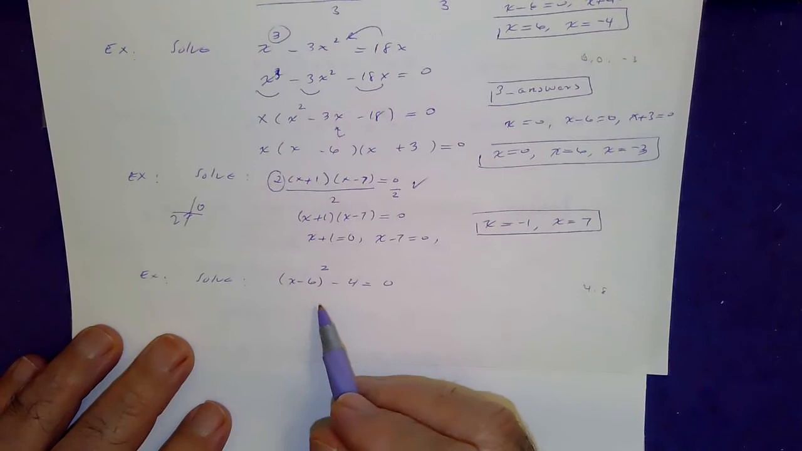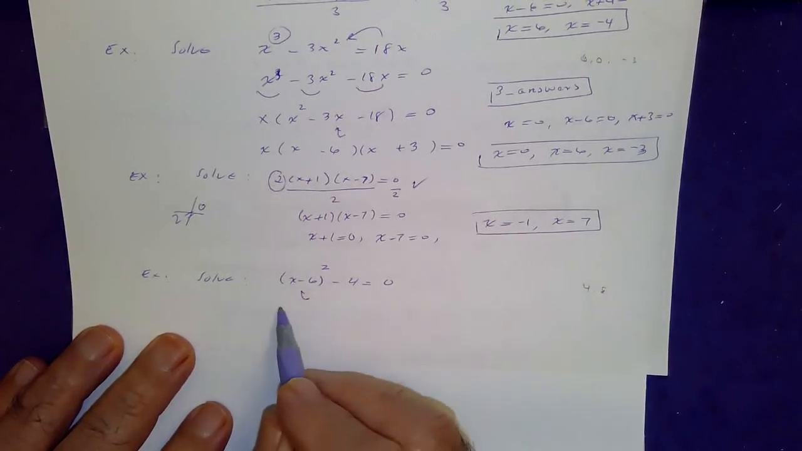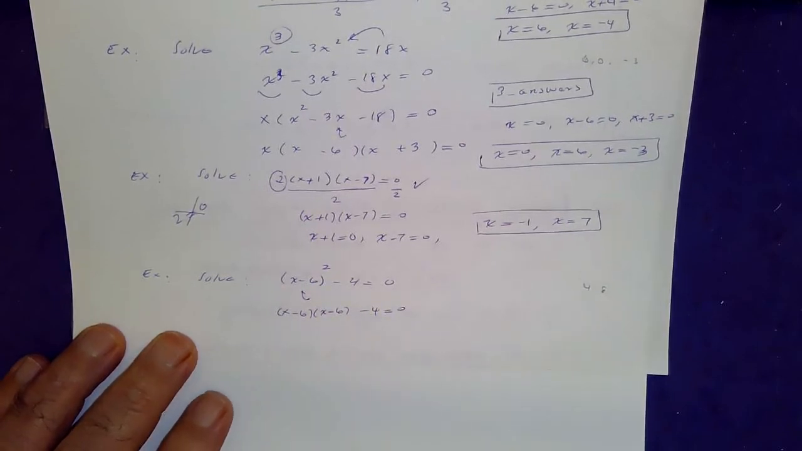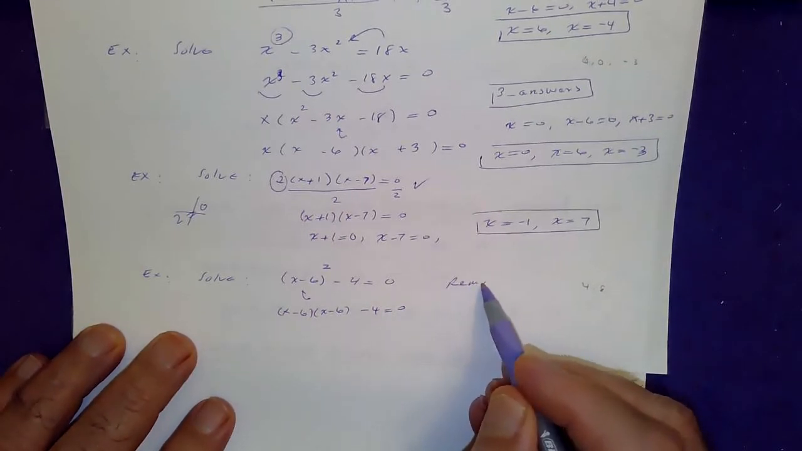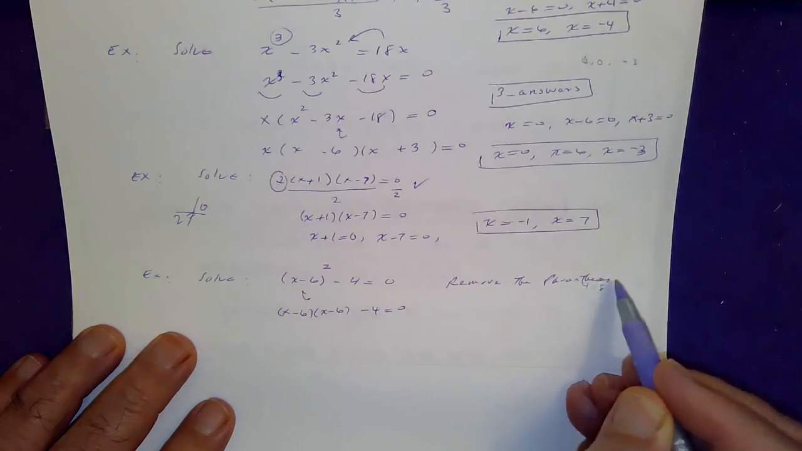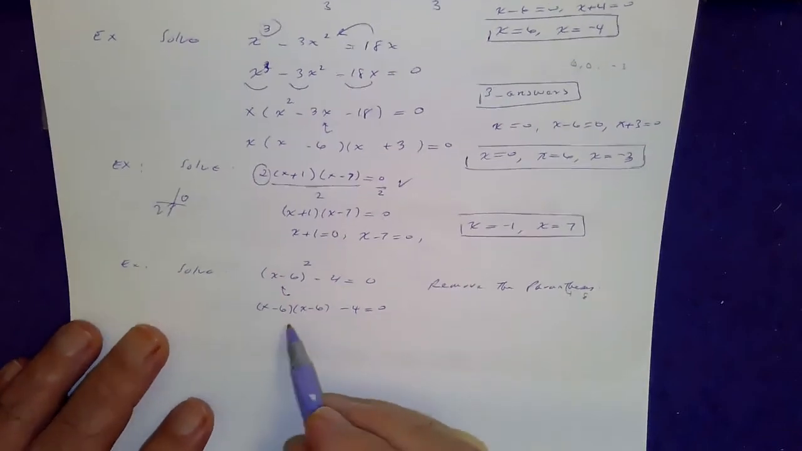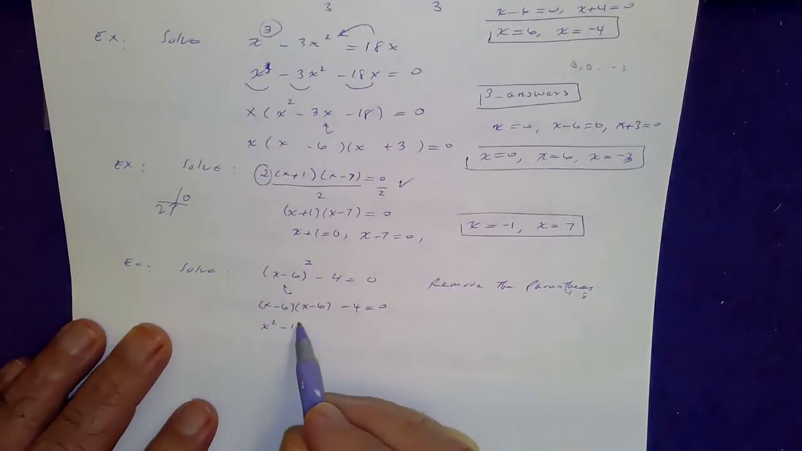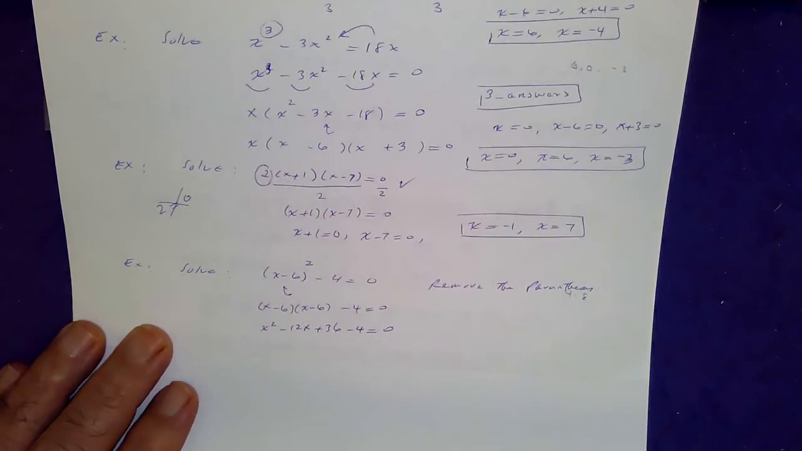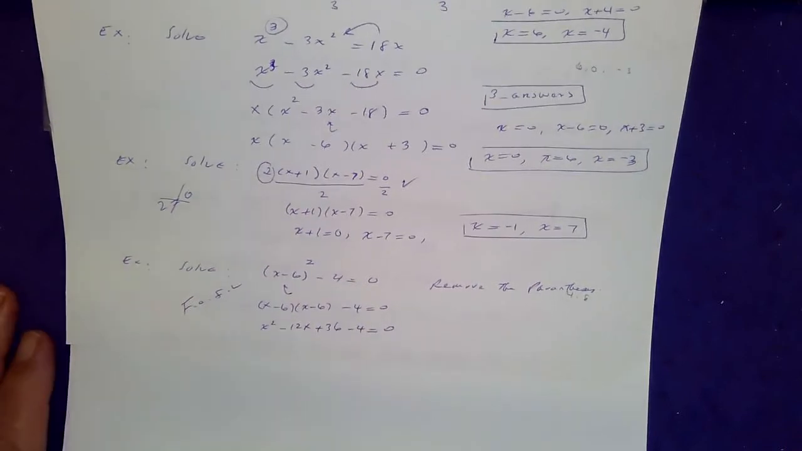Sometimes you may have what? x minus 6 squared. What do we do here? Well, why don't we just multiply this guy through so we can remove the parentheses. So the first step is remove the parentheses. All right. That's the straightforward method to do. So when you do, you get x squared minus 12x plus 36 minus 4 equals 0. All right, what did I do? I did FOIL, foiled it.